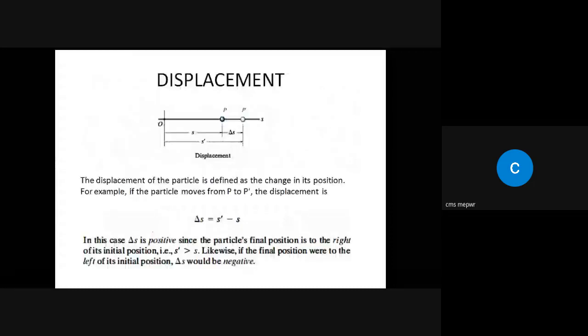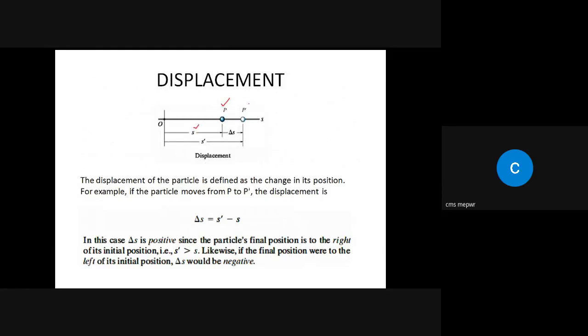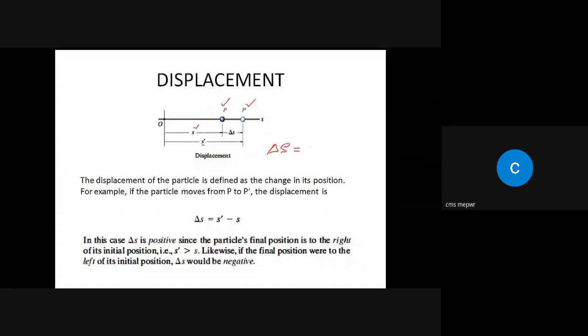Displacement. As we already know, it's the difference between final position and initial position. Imagine that we have a particle at certain time t, with position s. Now after time interval delta t, it changes position from p to p dash. So to find out how much displacement it has covered, delta s will be equal to s bar, the final position, minus the initial position.